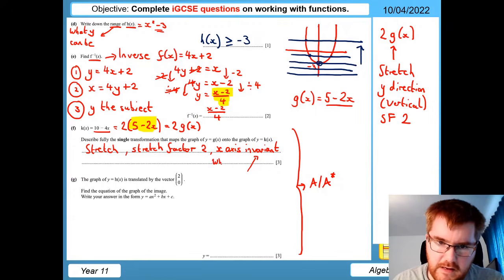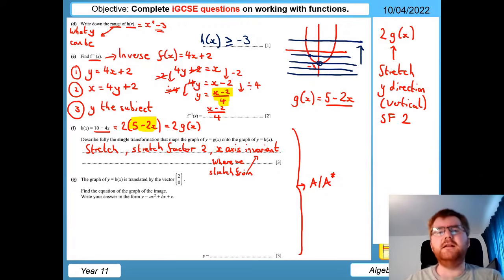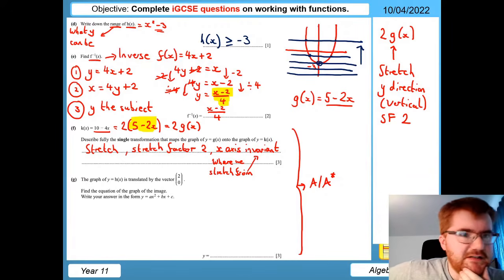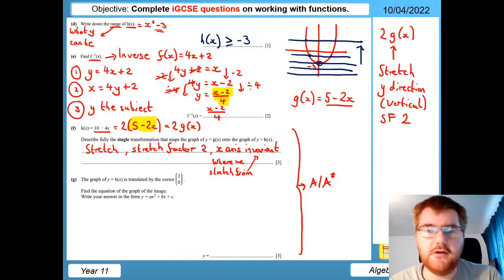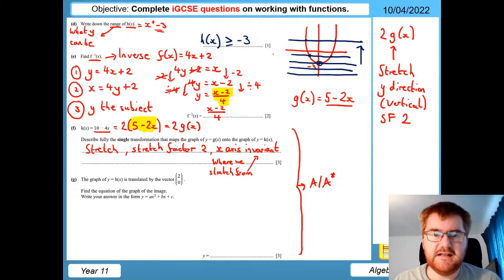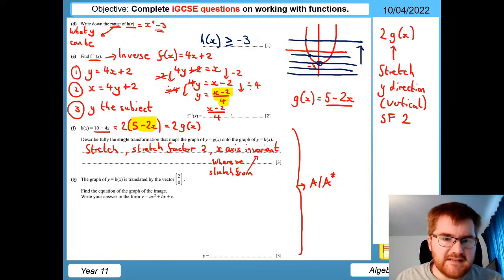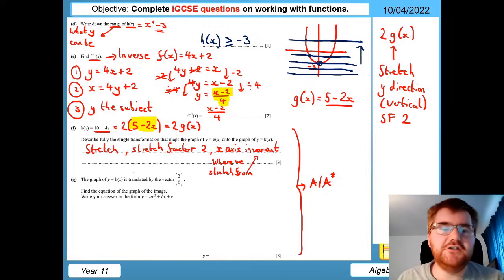And hopefully you're familiar with that word invariance from the work you've done on transformations. Generally speaking, when you use tracing paper to do reflections and rotations, you need to know that word. And to pick up all 3 marks, you need to be very, very clear that the x-axis is going to be invariant.